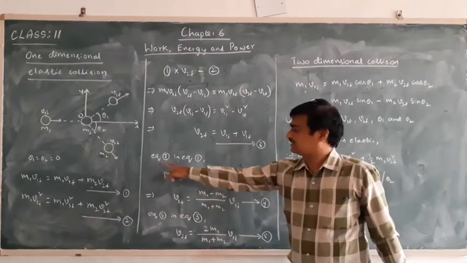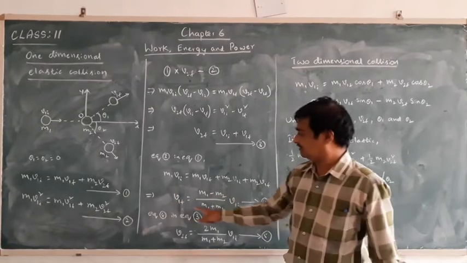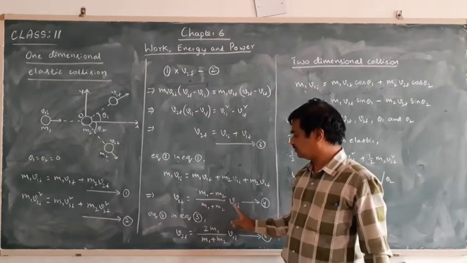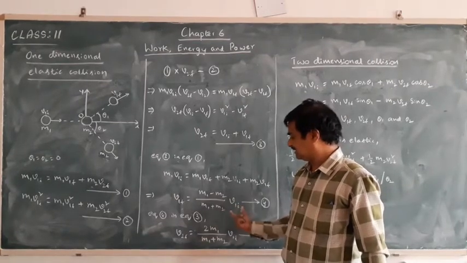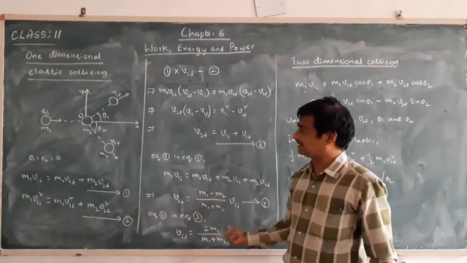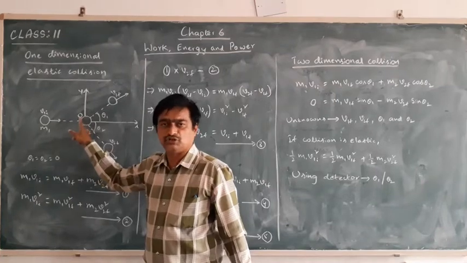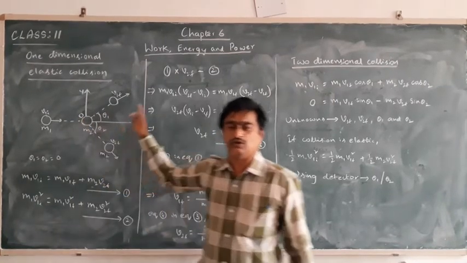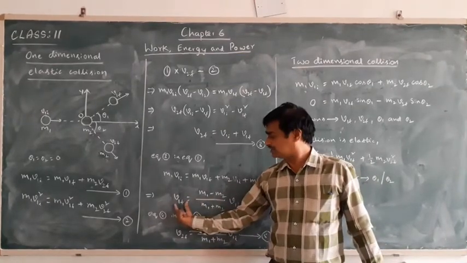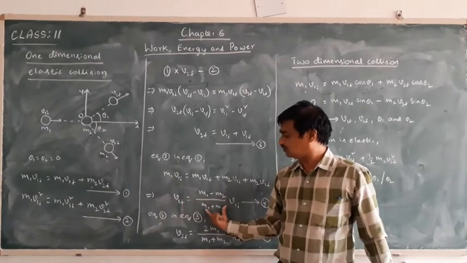Then substituting this equation in equation 1, we get v1f. Okay, this is equal to m1 minus m2 by m1 plus m2 into v1i. This is the known value. That is, before collision we know these parameters, that is m1, v1i and m2, and this velocity is 0. That is, we know the 4 parameters. This is the unknown parameter after collision. We are getting this velocity in terms of known values.